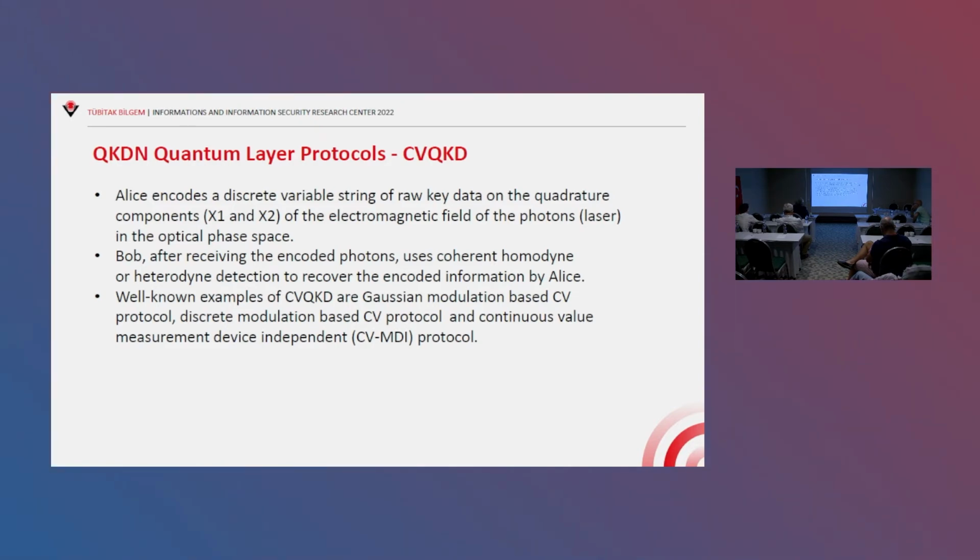And when Bob receives this laser beam with the information encoded on it, he uses coherent homodyne or heterodyne detection. These are techniques used in optical communications, so equipment is readily available to do these measurements.